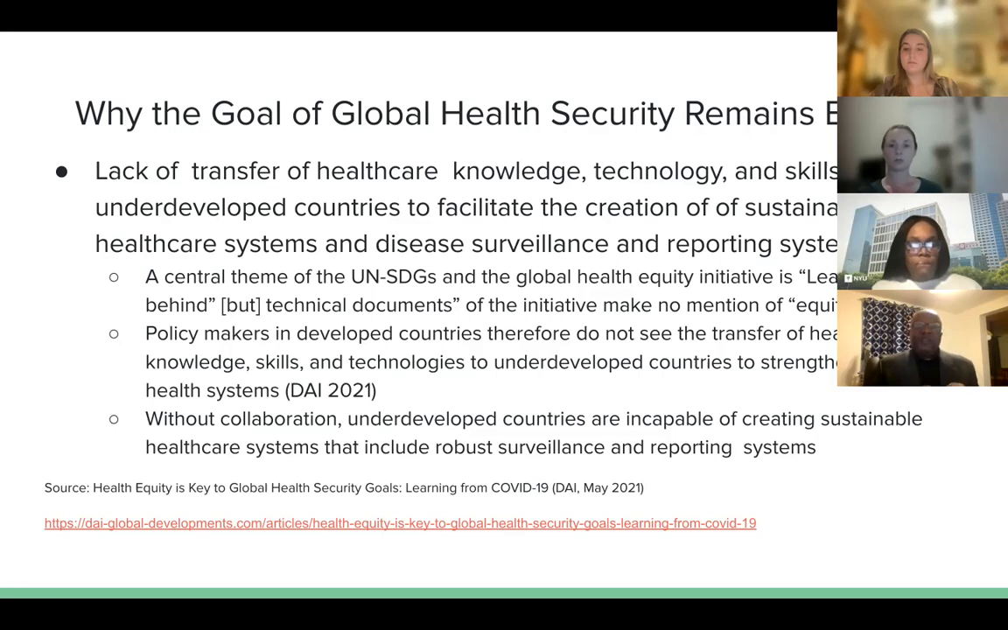For example, the central theme of the United Nations Sustainable Development Goals and the Global Health Equity Initiative is leaving no one behind. But then how can we not leave people behind when there's no level playing field amongst countries when it comes to equity? Policymakers, for example, in developed countries, do not see the transfer of health skills, knowledge, and technologies to other countries as part of a public policy initiative. And because that is the case, it is difficult for some developing countries to actually be able to create these systems.